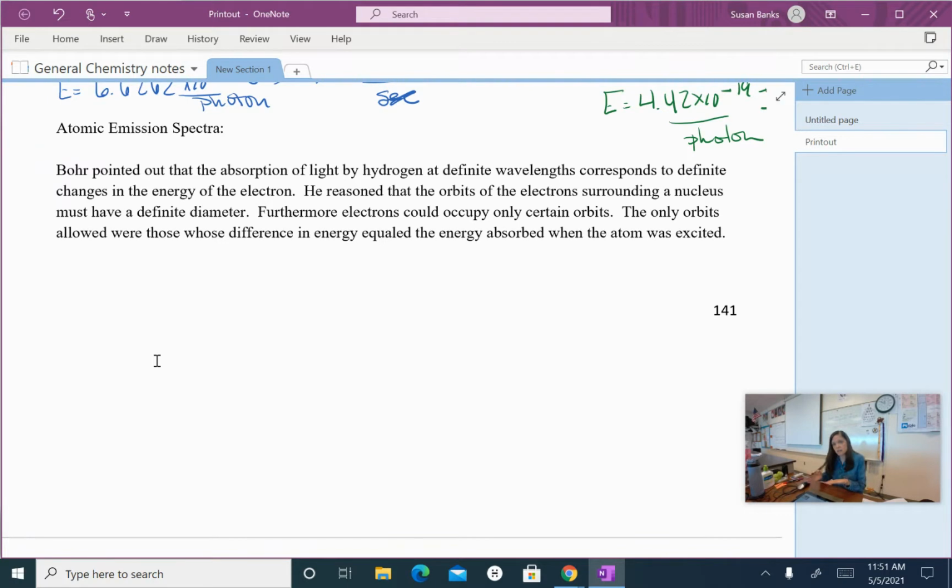So if I have different colors, like these emission spectra, they have very different energies, very unique energies for each element. Okay? So Bohr pointed out that the absorption of light by hydrogen was always at very definite wavelengths, nothing else, and these correspond to definite energy changes in that electron. He reasoned that the orbits of electrons surrounding the nucleus must have a definite diameter to get those definite energies.